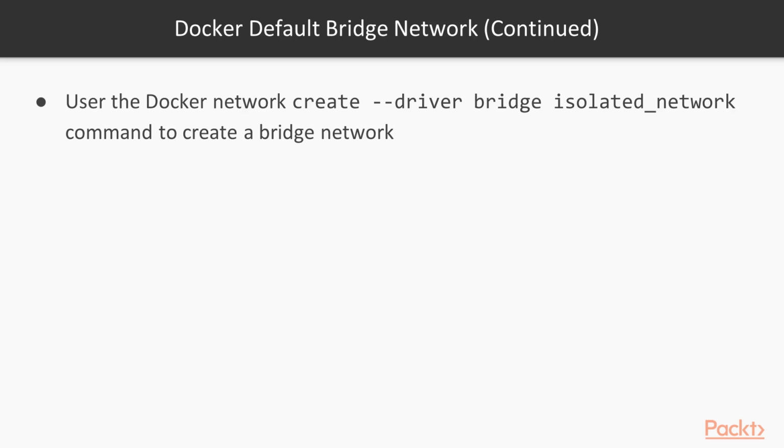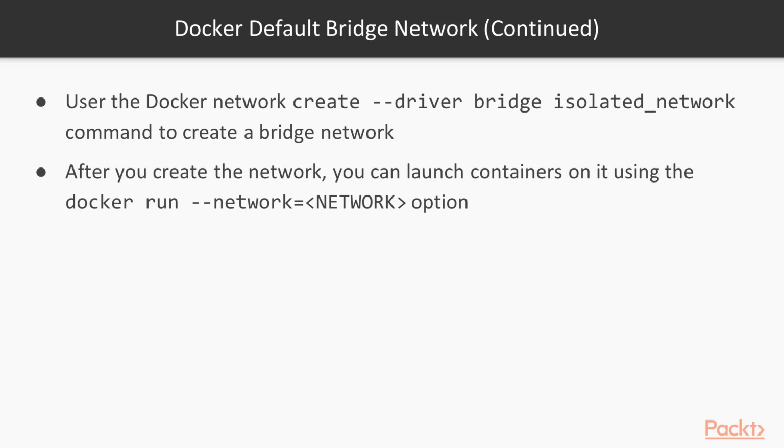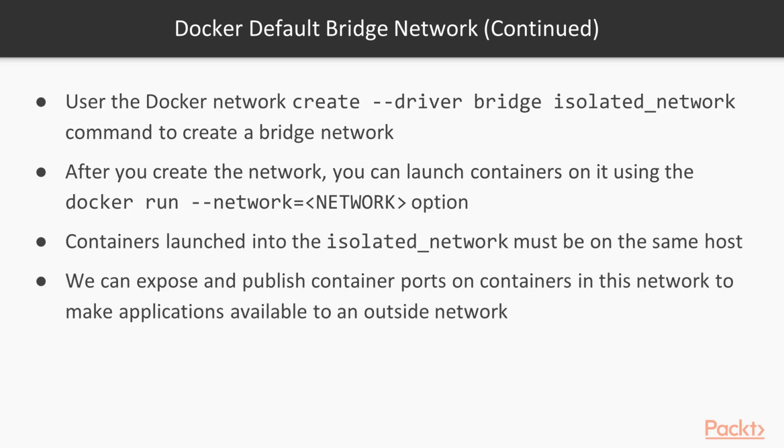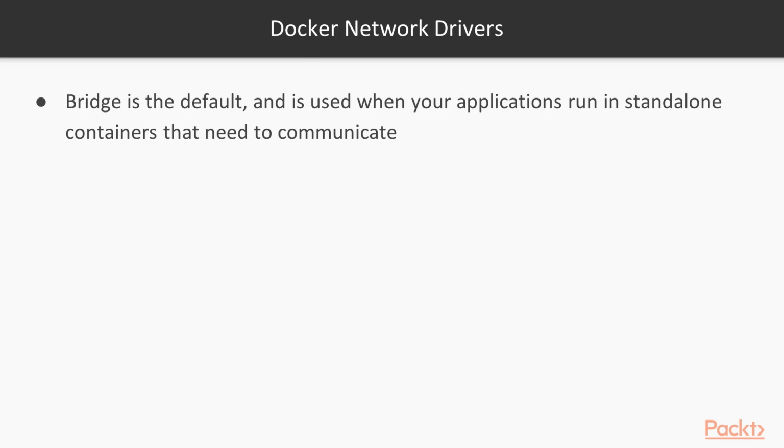We can use the docker network create command to create a bridge network. And after you create the network, we can launch containers on it using the docker run command with the network option. Containers launched into the isolated network that we just created must be on the same host. And we can expose and publish container ports on containers in this network to make applications available to an outside network. The bridge is the default and is used when your applications run in standalone containers that need to communicate.